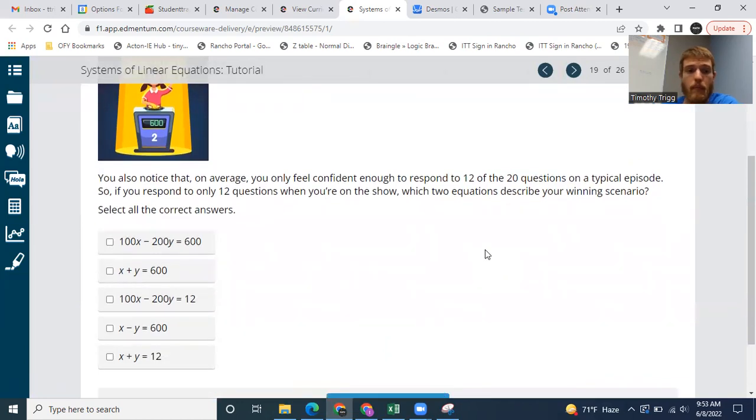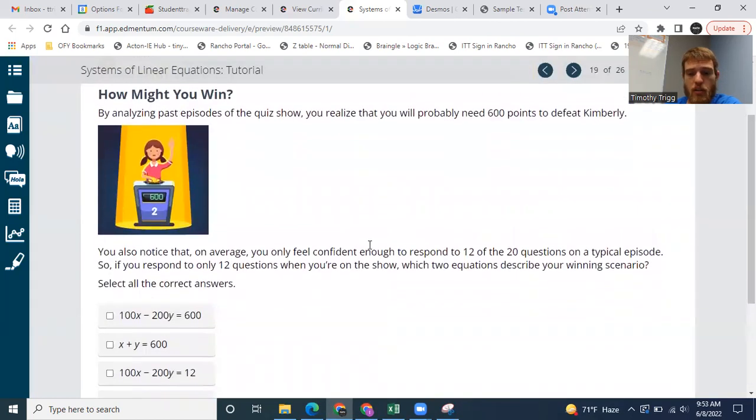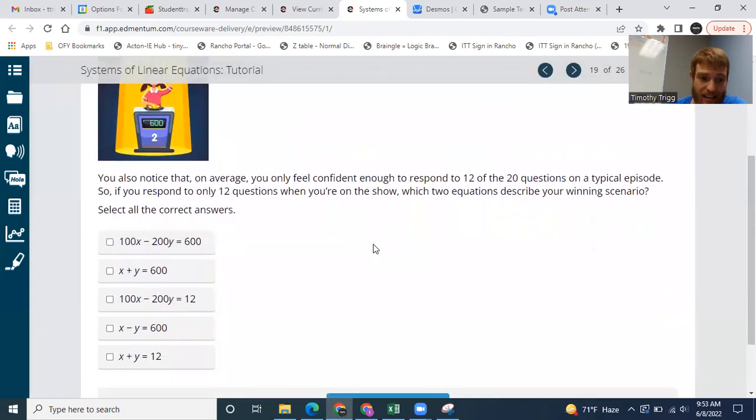So first of all, it doesn't talk too much about this, but think of X. X is the number of questions you get correct. All right, so this is important. X is the number of questions you get correct. Y is the number of questions you get wrong. So Y is the number of questions you get incorrect.